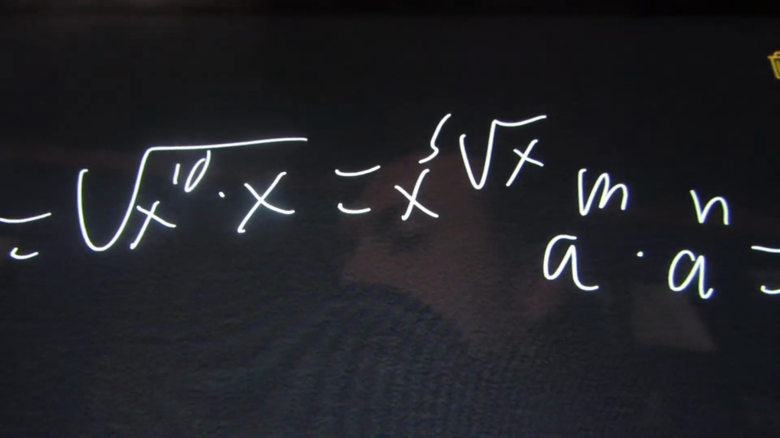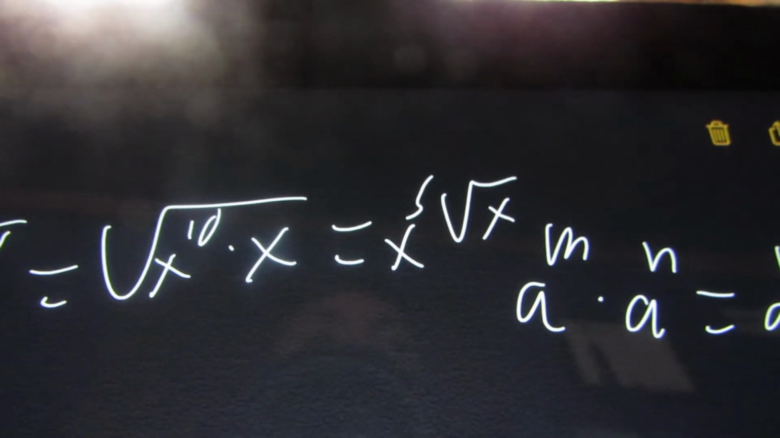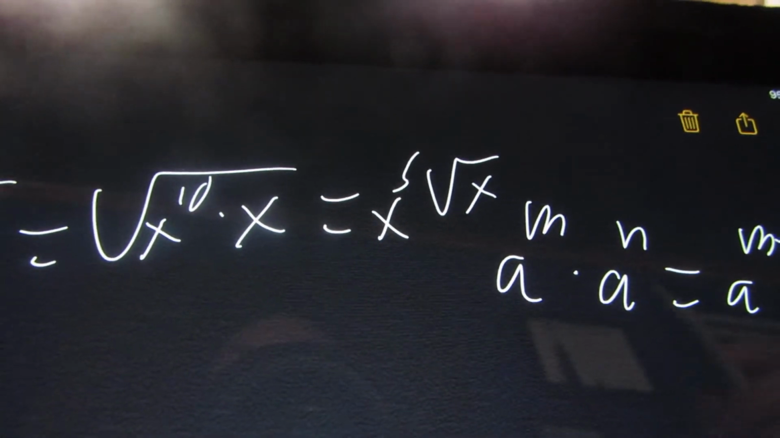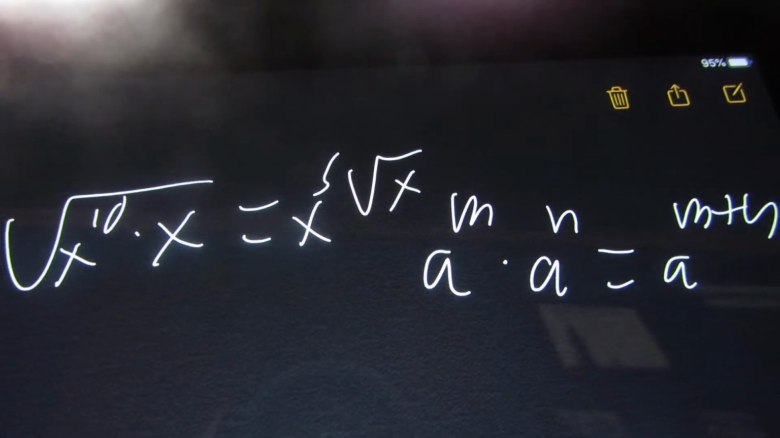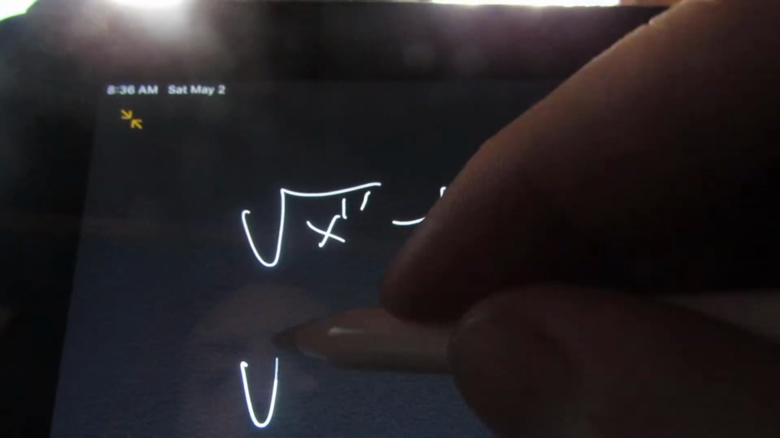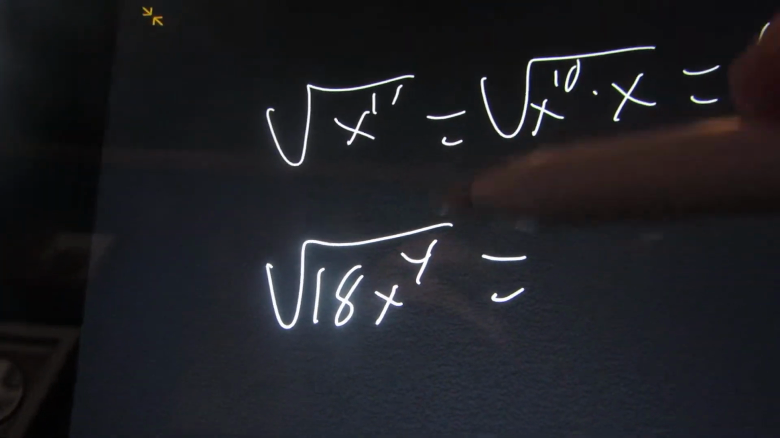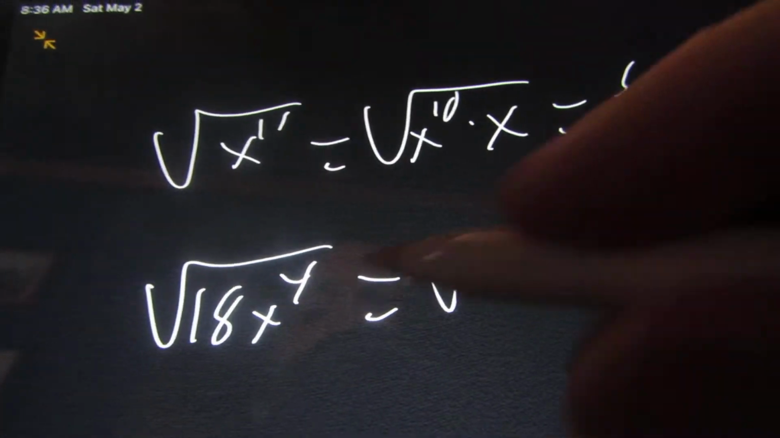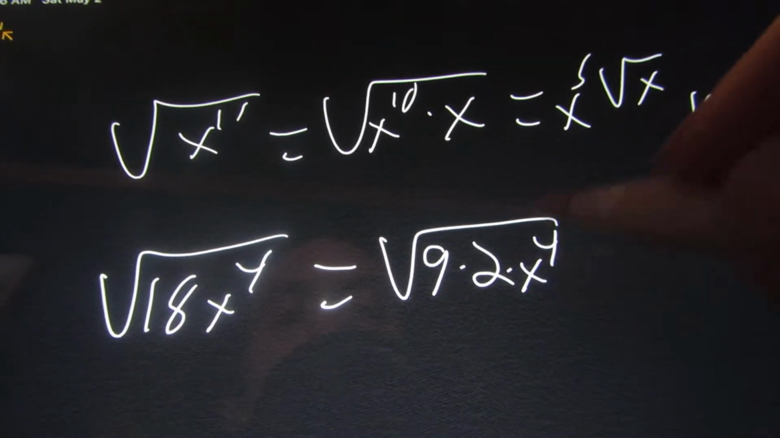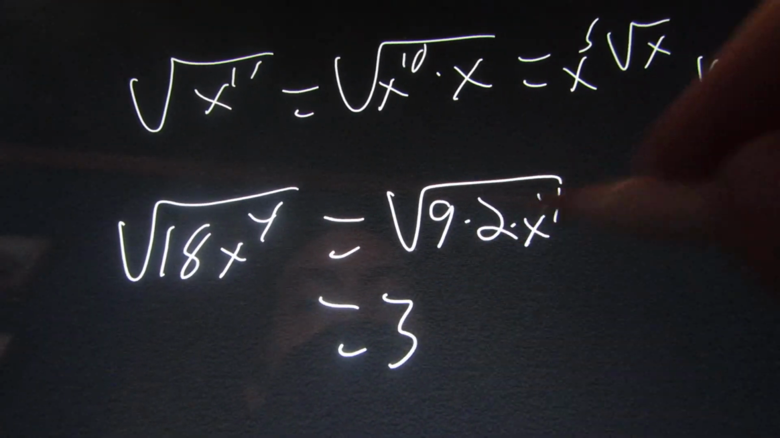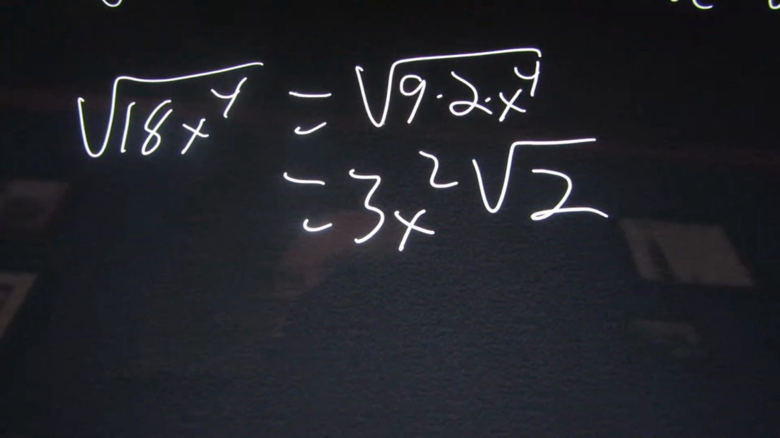So now whenever we have a square root of a variable with an exponent that is odd, we're always going to have the square root of just that variable as part of our answer. So let's do one, say 18x to the 4. I'm going to break this one up because a 9 will go into 18, so it's going to be 9 times 2 times x to the 4. We can take the square root of 9, which is 3. The square root of x to the 4 is x squared, and we're left with the square root of 2.